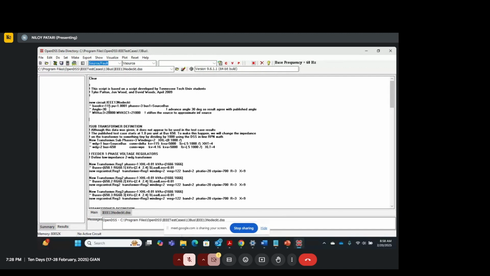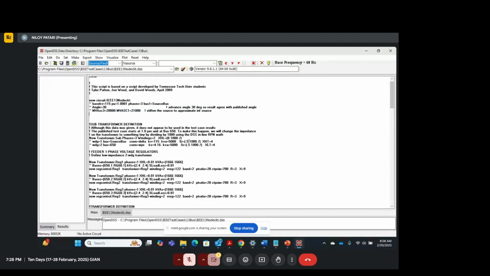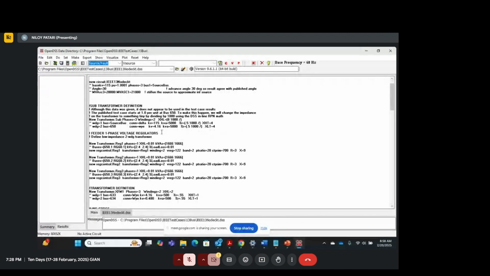When you run power flow, you can just set this angle to be 0, and then you'll get VA at 0 degrees, VB at minus 120, and VC at plus 120. And then it's an infinite source, so they stiffen that with a very high short circuit MVA. And then you have all these definitions in OpenDSS, exact definitions that are present in that docx file.